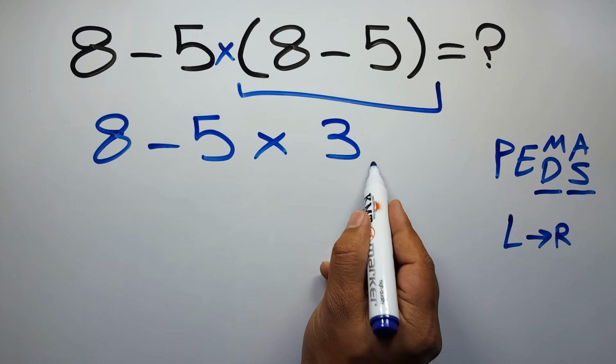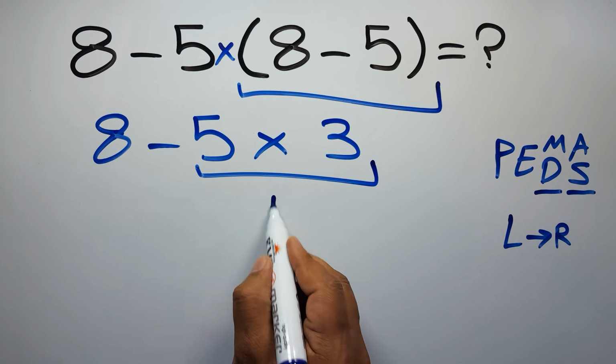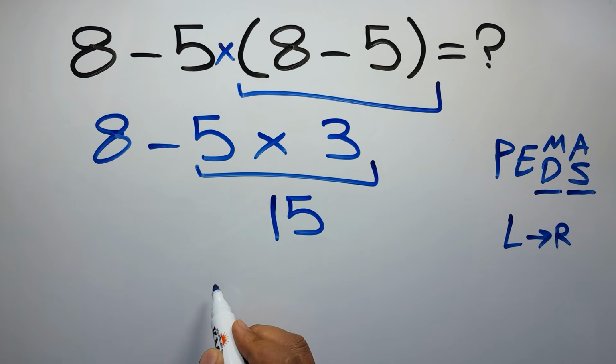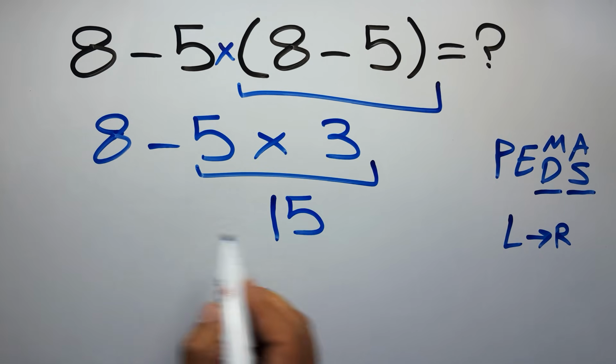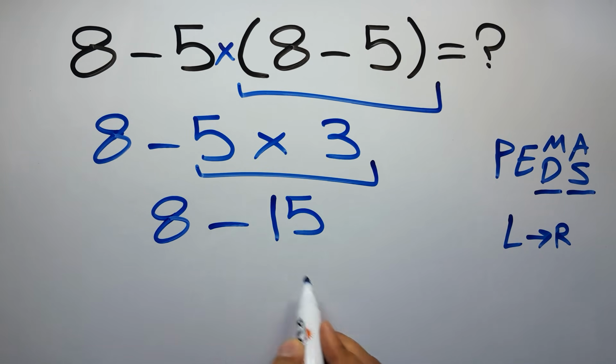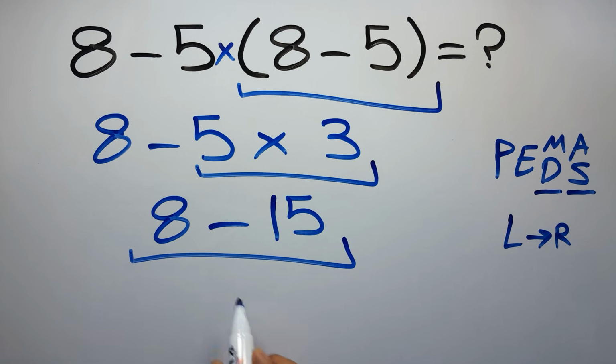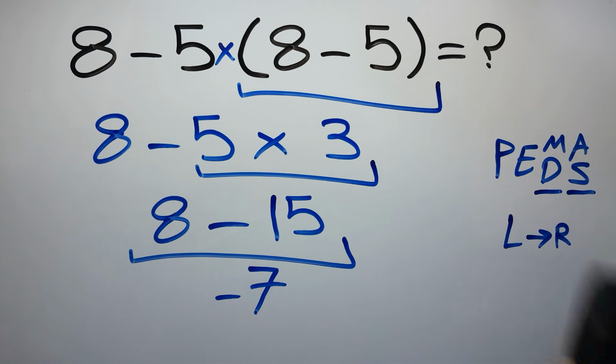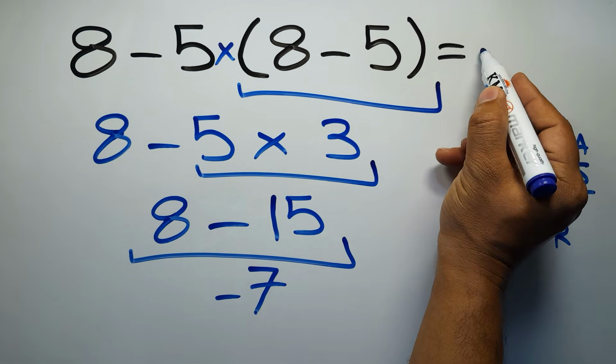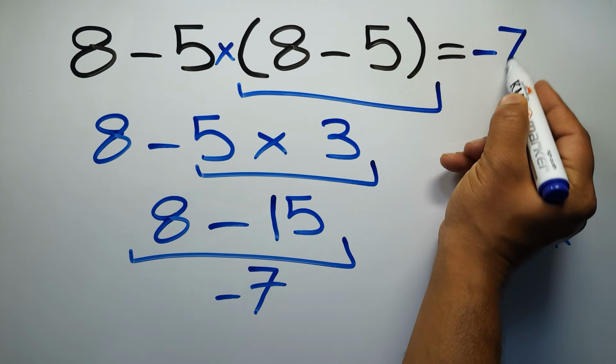5 times 3 equals 15. So 8 minus 15, which gives us negative 7. And this is our final answer to this problem. The correct answer is negative 7.